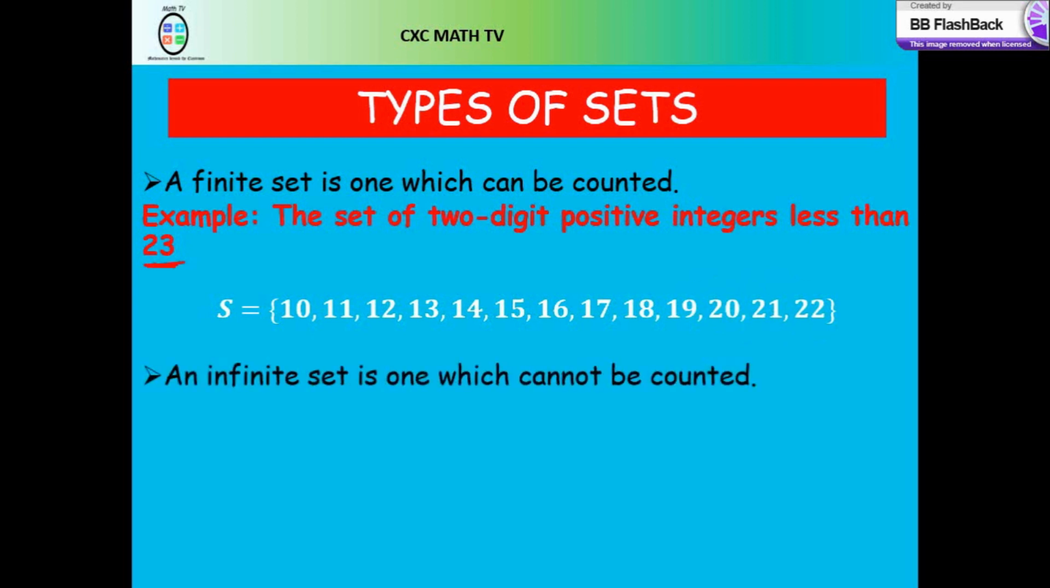Now, an infinite set is one that cannot be counted. It's just going to go on forever and ever. So for example, the set of integers that are multiples of the number 5. We know the multiples of 5 are 5, 10, 15, 20, 25, 30, 35, 40, 45, 50, 55, 60, 65, 70.